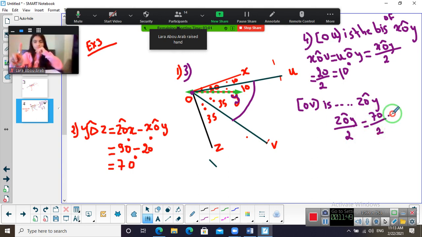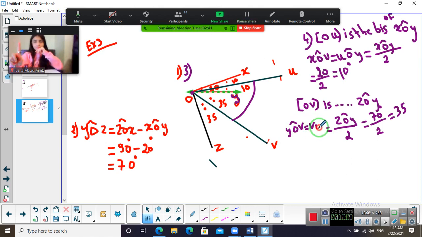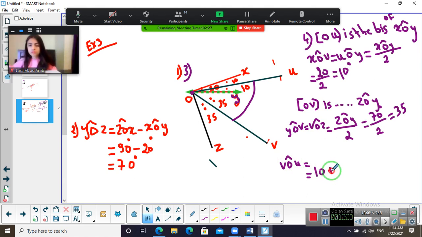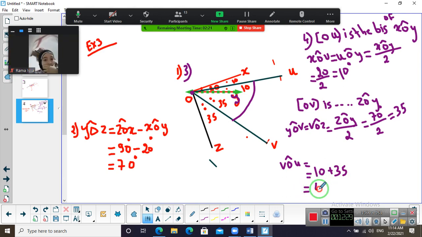Now I will make the addition 35 plus 10. If I didn't calculate 35 and 10, I cannot make the calculation of the angle given in the question. I cannot calculate VOU. So here I should say YOV equal to VOZ. Now VOU equals 10 plus 35 equals 45 degree, and it is the half of 90.